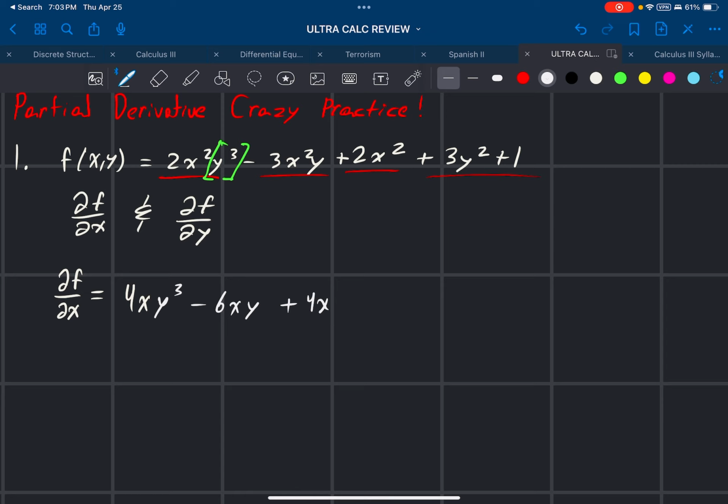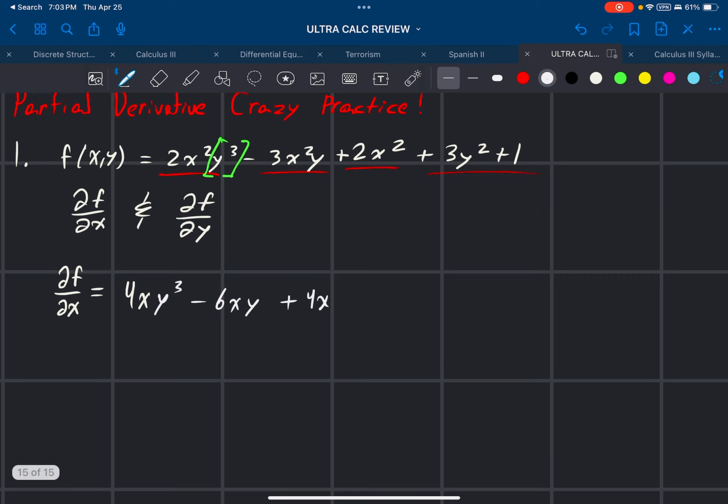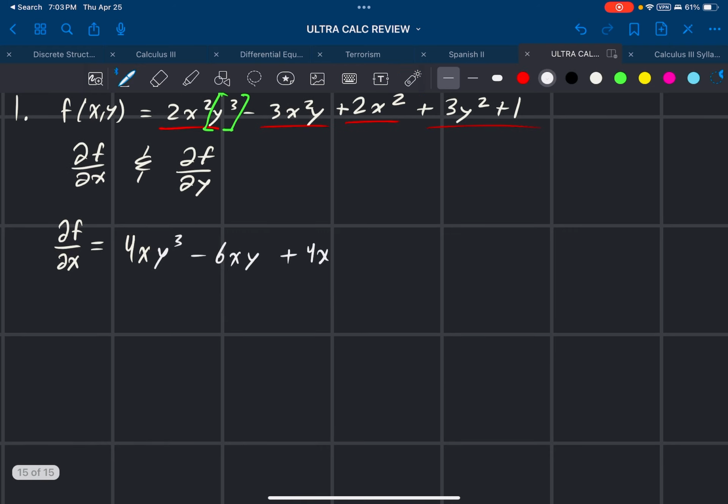And then for the last one, notice how there's no x at all anywhere. So that means that it just goes away. This gets treated as a constant. What happens when you take the derivative of a constant? It just goes to 0. So yeah, that's the first partial derivative.